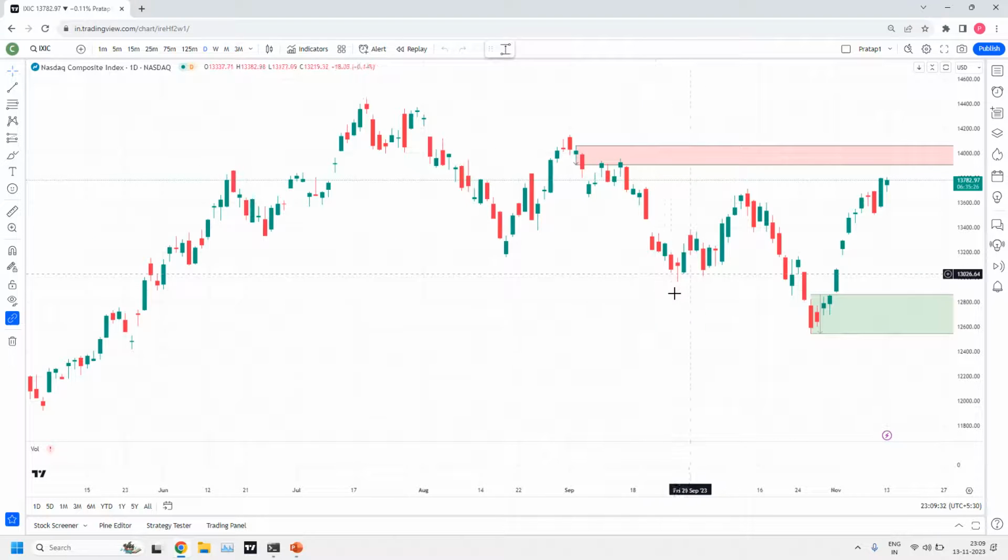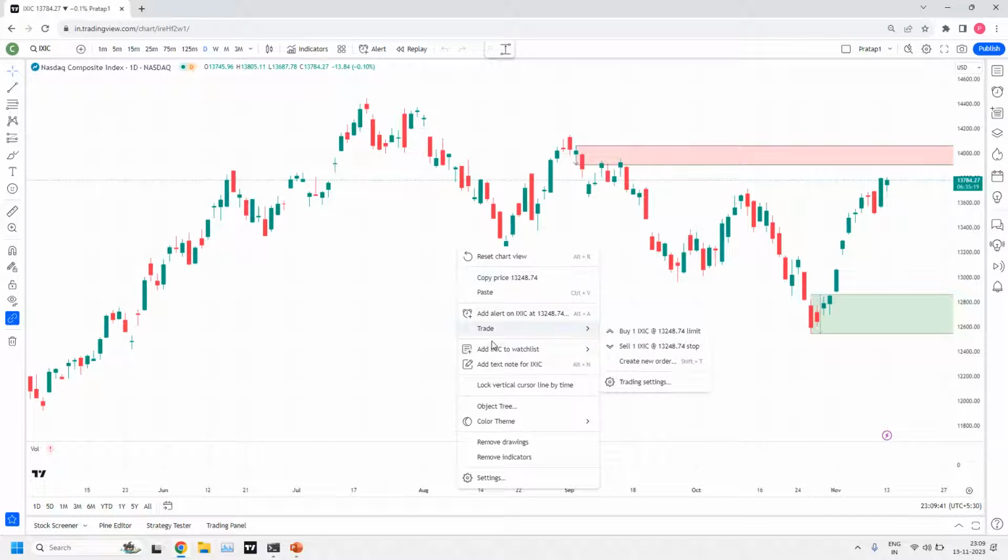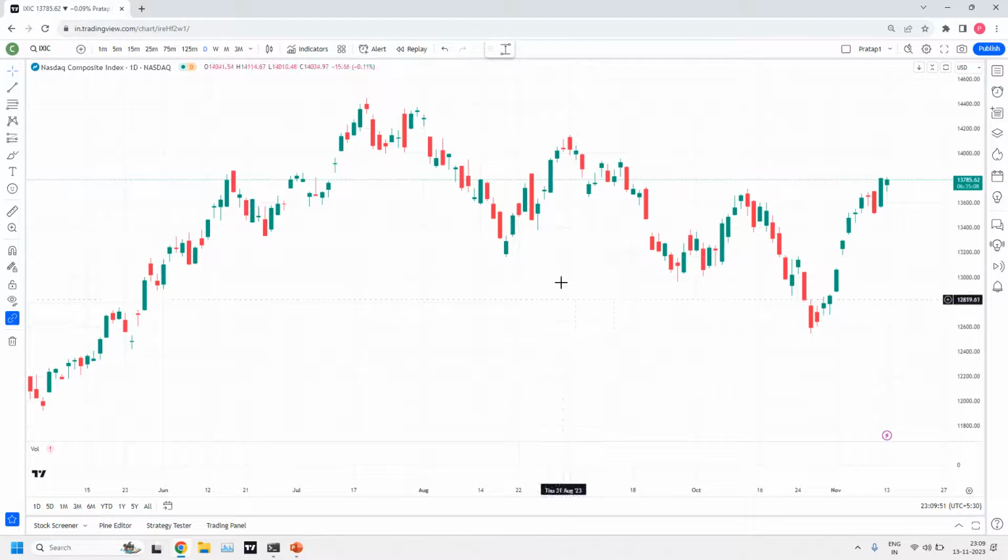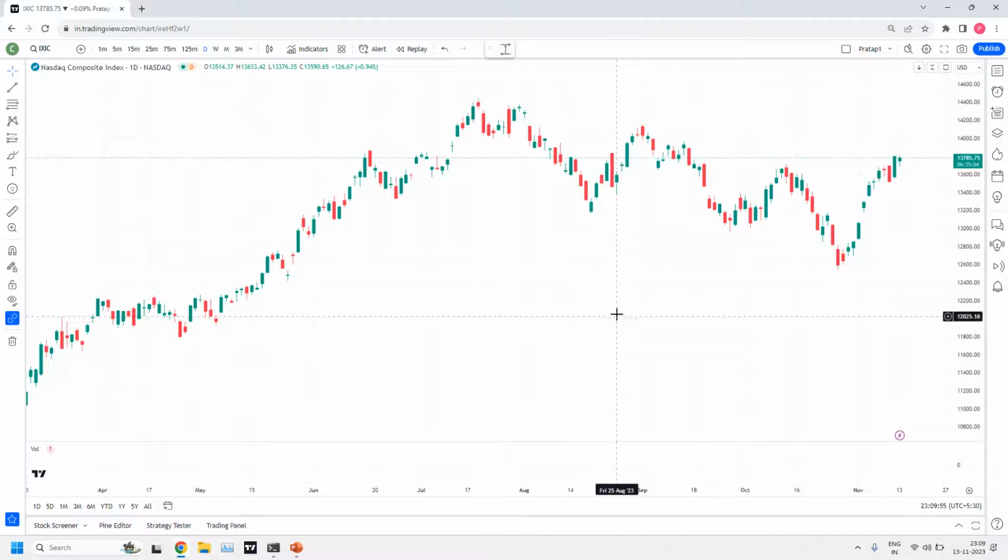If you want to clear the demand zones and supply zones drawn on the chart, if you want to clear everything, you just right click. There you can find one of the menu items called remove drawings. Just click on this. Whatever you have drawn, everything will be deleted. Now it is a fresh chart.